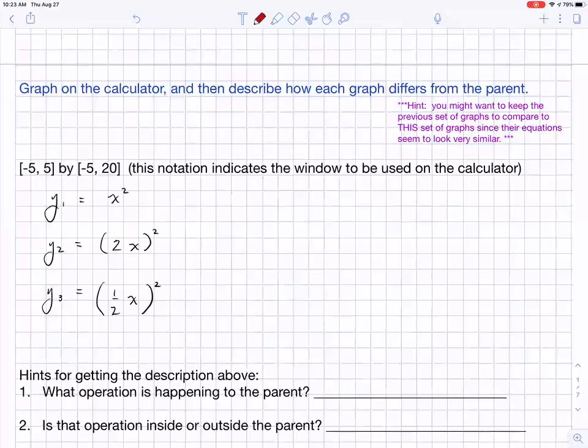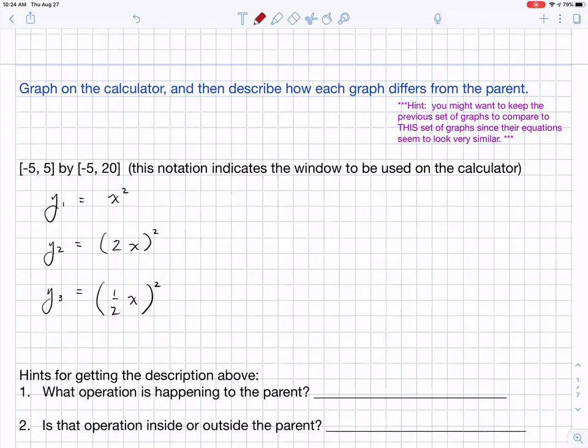Do you want us to graph all 3? No, just graph Y2. All right. What did you find? So just describe it in the best way you know how. Don't worry about being mathematically correct first.